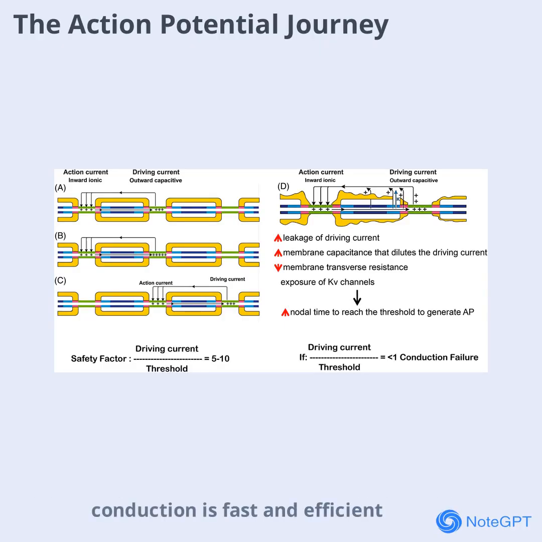When myelin is healthy, conduction is fast and efficient. But what happens when myelin is damaged or developmentally abnormal? That's when conduction slowing, block, or dispersion can occur, setting the stage for various neuropathies.